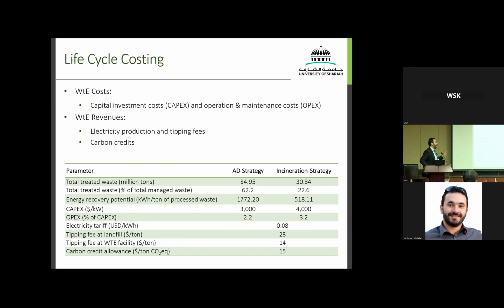This research was based on a plan that Dubai had to double the tipping fees to 28. So all of these numbers are based on that number. On the bad side, this has never been applied. It's still at $14 per ton.